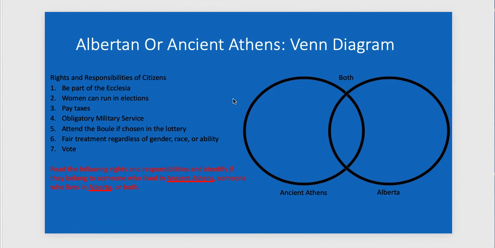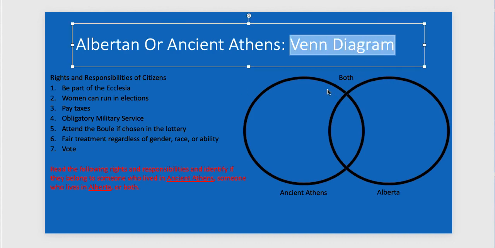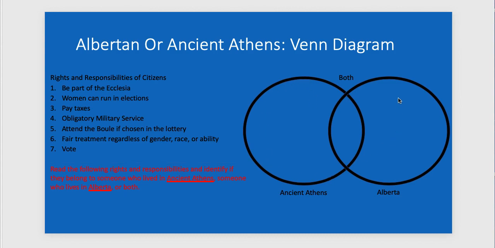Once you're done that, you're going to complete this Venn diagram. If you haven't done a Venn diagram before, it's two overlapping circles, and in the middle is where they have things in common. Where they're not overlapping, I just put ancient Athens here. You are going to go through the rights and responsibilities of citizens and read through this, and anything that just applies to ancient Athens, you'll put in the ancient Athens section. Anything that just applies to Alberta will go in Alberta. If it applies to both, you're going to put it in the middle. You can just put the number because I know there's a lot of space.